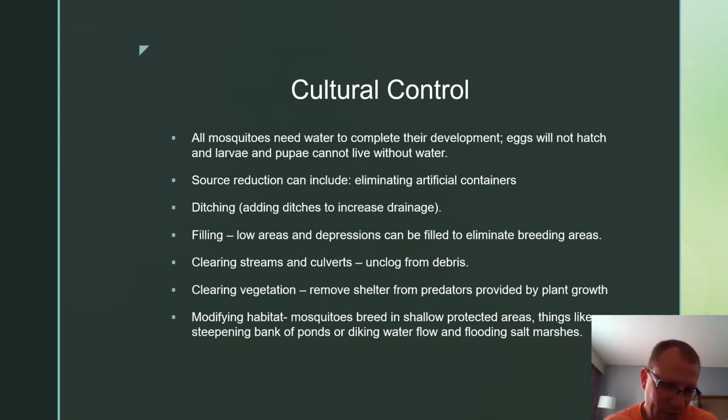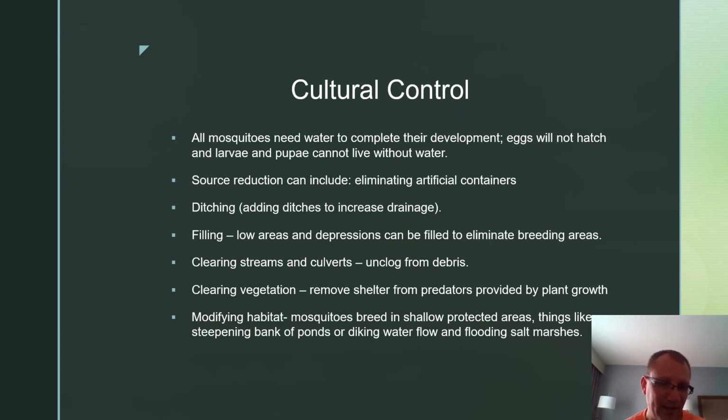Our next control method will be cultural. All mosquitoes need water to complete their development. Eggs will not hatch and larvae and pupae cannot live without water. Source reduction can include eliminating artificial containers.